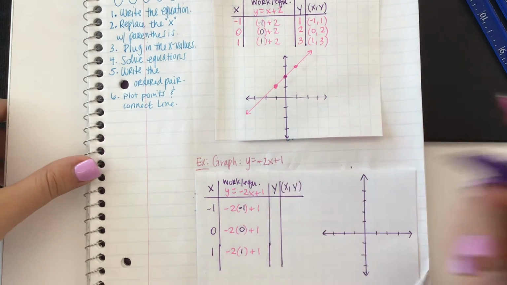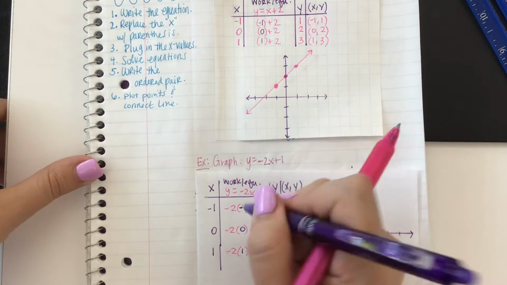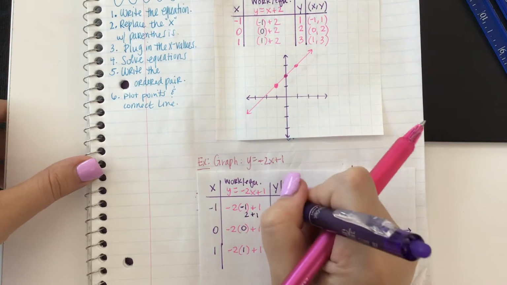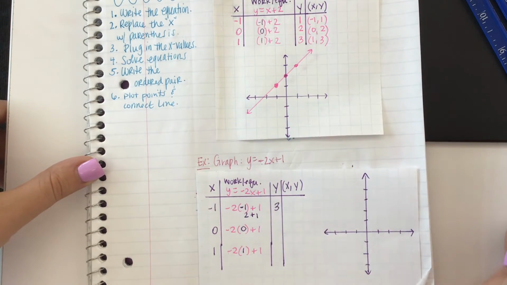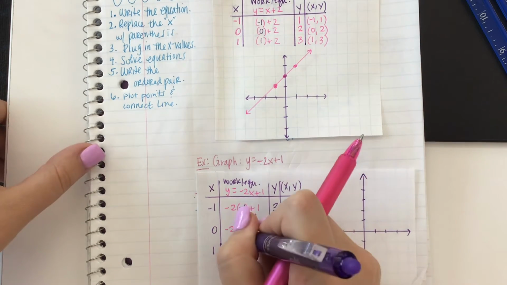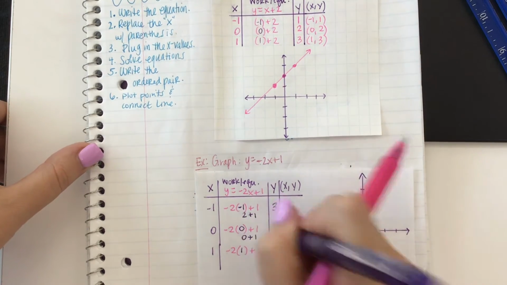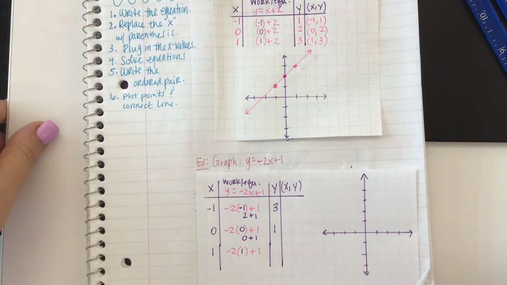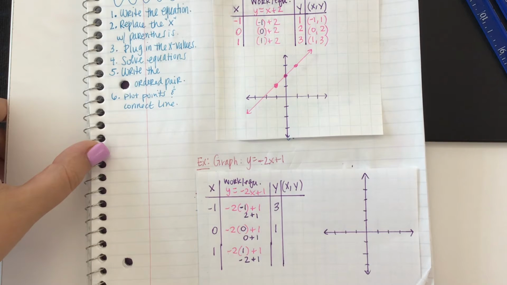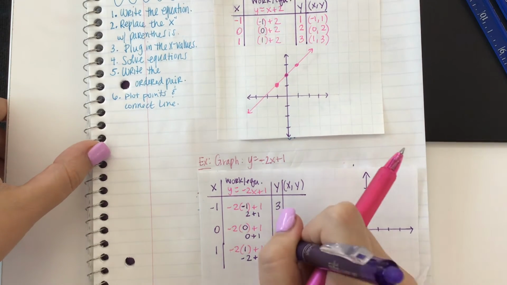Negative 2 times negative 1. A negative times a negative is a positive, and 2 plus 1 equals 3. Negative 2 times 0. Anything times 0 is 0, and 0 plus 1 is 1. And negative 2 times 1 is negative 2, and negative 2 plus 1 is negative 1.